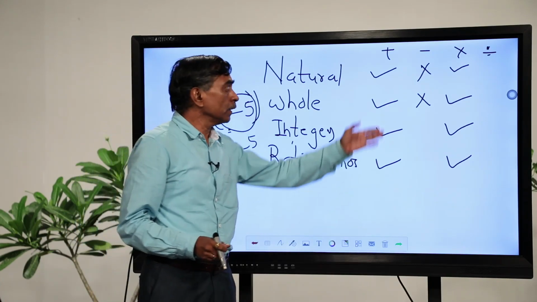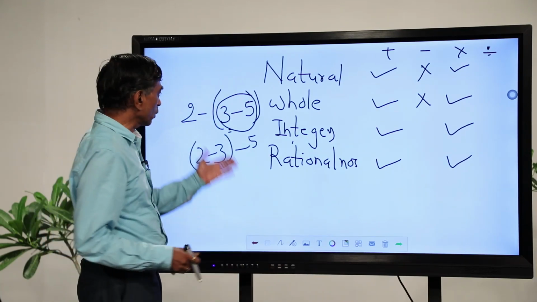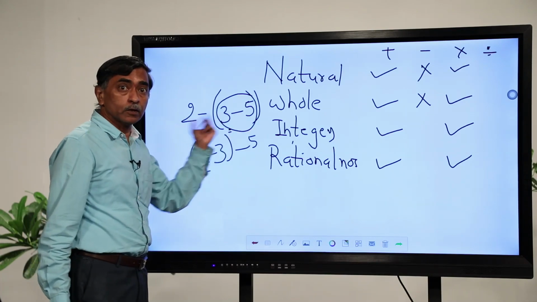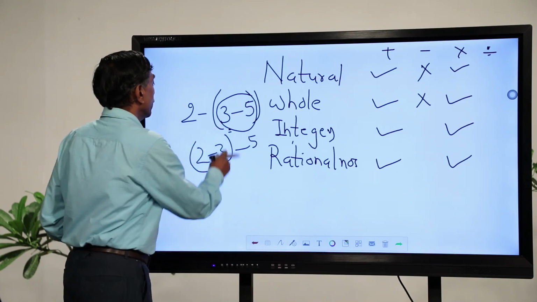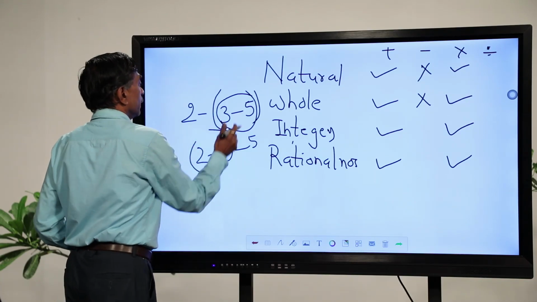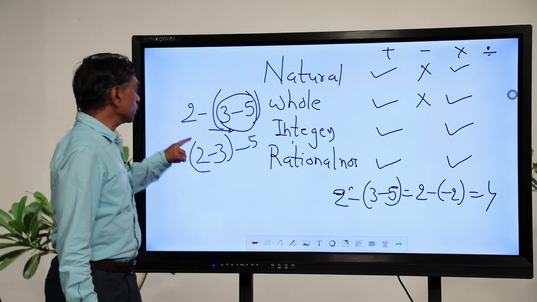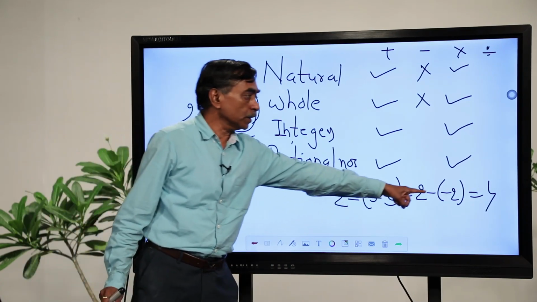Let us see, under integers they are closed, whether it will be associative or not. You take the same set of numbers, they are integers as well. So, will you get the same number in both the cases? Here you are going to get minus 2, that is 3 minus 5 is minus 2, so 2 minus of minus 2, which is equal to 4. For this particular thing I am writing 2 minus of 3 minus 5 is nothing but 4.